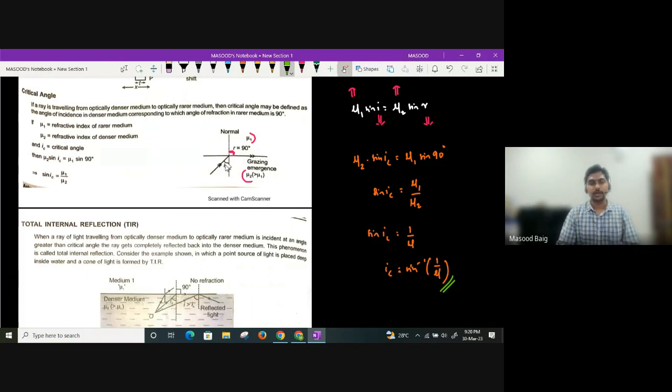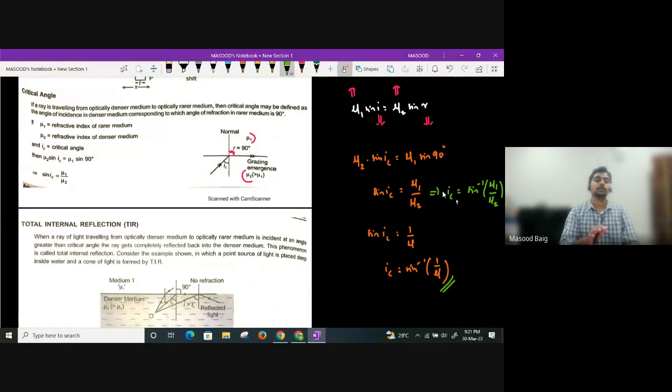And if it is traveling from mu2 medium to mu1 medium, then the critical angle will be given as sine inverse of mu1 divided by mu2. Critical angle will arise only when the incident ray is traveling from denser medium to rarer medium. Clear all of you? Yes or no?